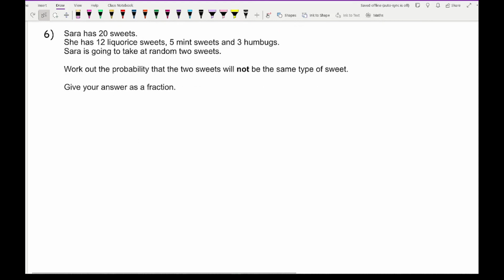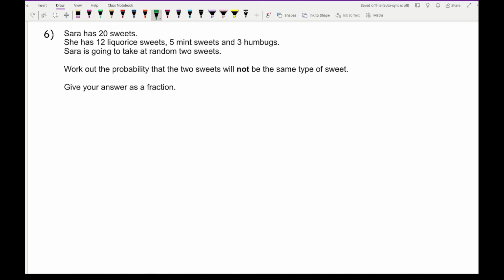Then moving on to question 6, it says that Sarah has 20 sweets. She has 12 licorice sweets, 5 mint sweets, and 3 humbugs. She's going to take at random 2 sweets. Work out the probability that the 2 sweets will not be the same type of sweet. So for this, we're guessing that it's not going to be with replacement, so she's not going to pick up a sweet and then put it back. She's going to select 2 sweets. So we want the probability that they're not the same.